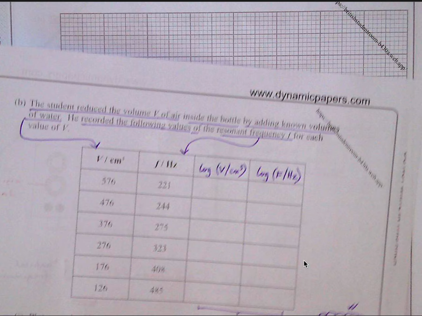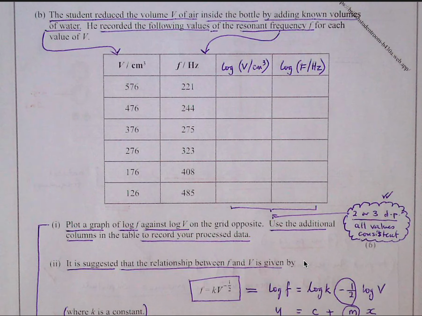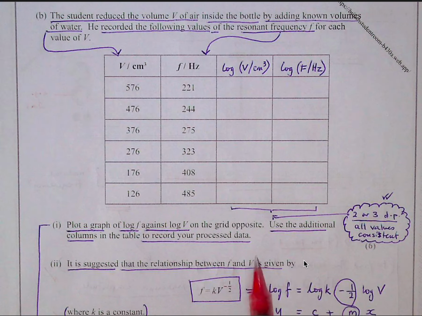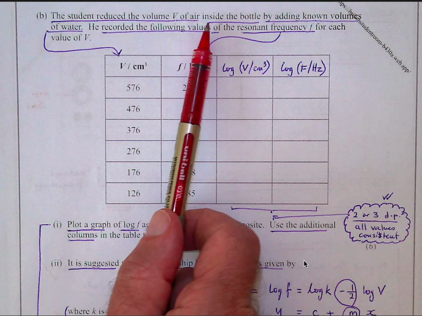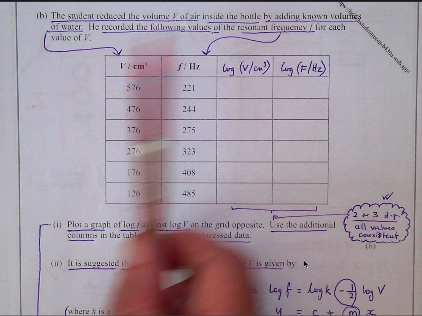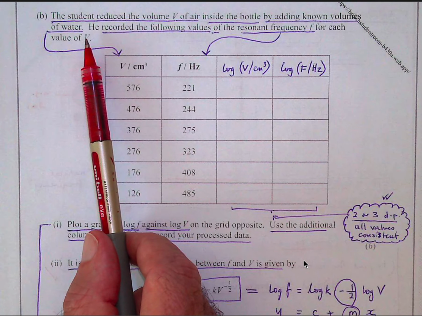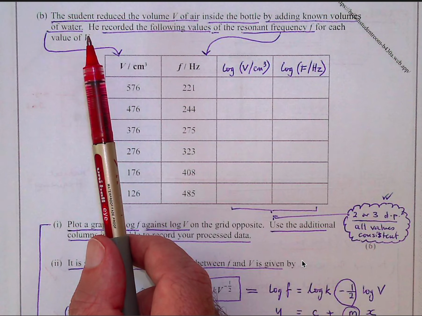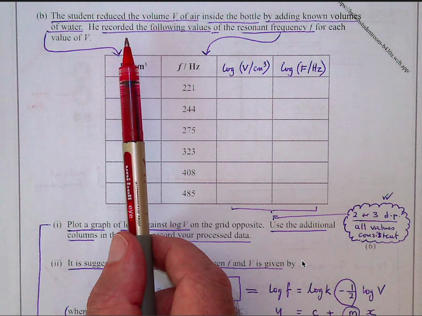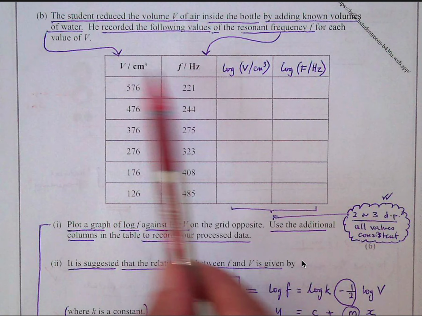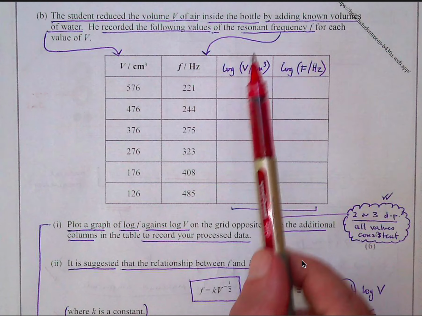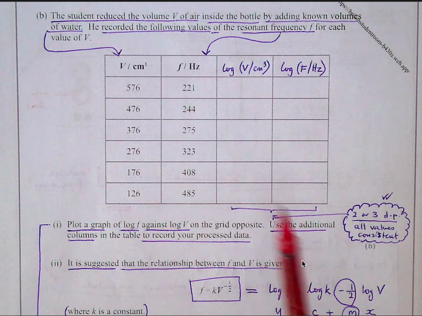Okay, so that's question 3A. Question B: the student reduced the volume of air, V, inside the bottle by adding known volumes of water. So he added water in, so basically the air height became less. He recorded the following values of resonant frequency, which is this, against the volume. So this is the independent variable, this is the dependent variable, for each value of V.